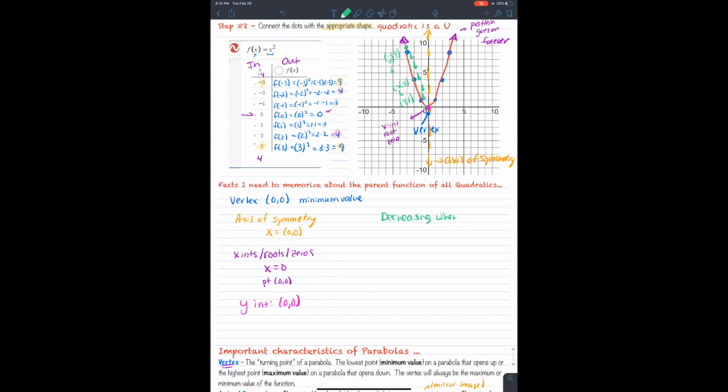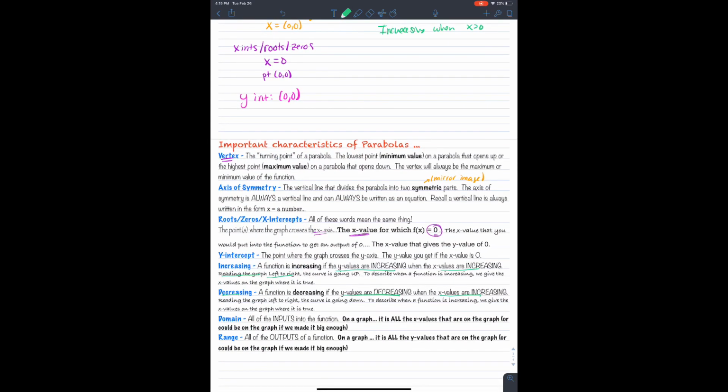But as soon as I get over to this side, I can see that as the x values increase, so do the y values. So my parabola is decreasing when the x values are less than 0, and it's increasing on this side of the graph. If I followed the graph from left to right, it would be increasing when x is greater than 0. And as we can see down here in the definition, when we're describing a function to be increasing or decreasing, we are giving the x values on the graph where it's true.